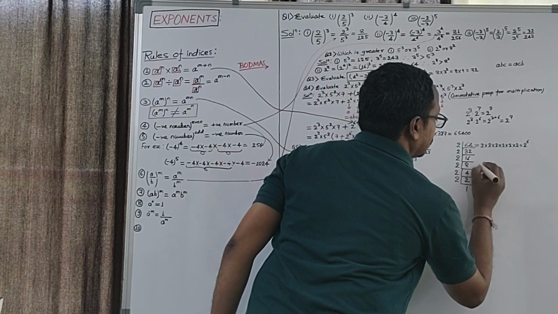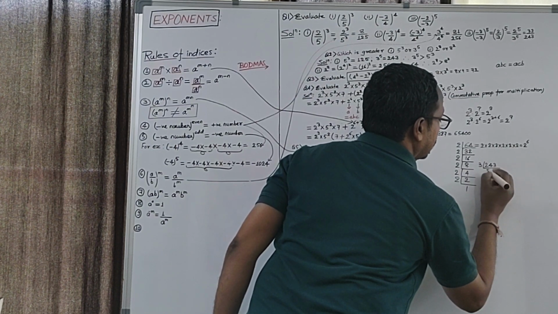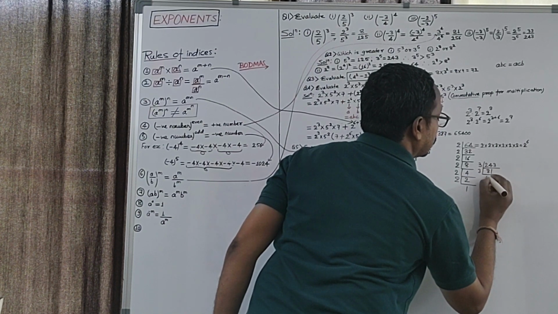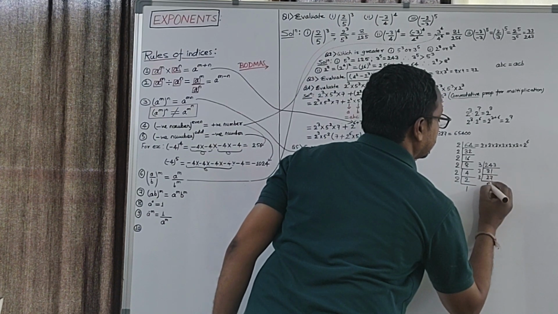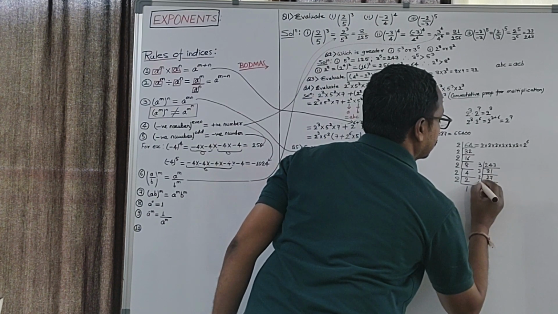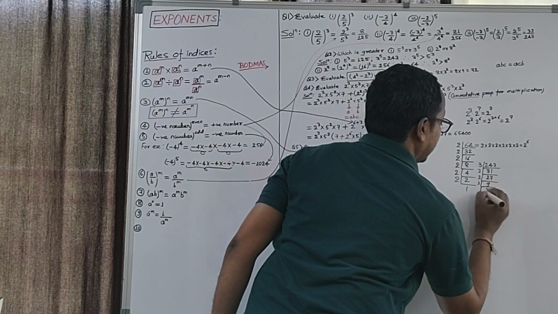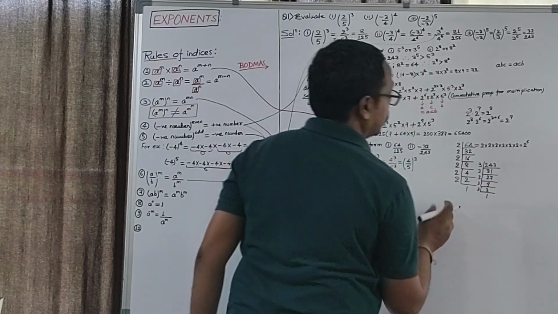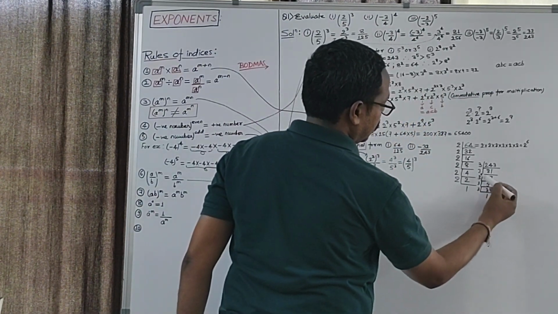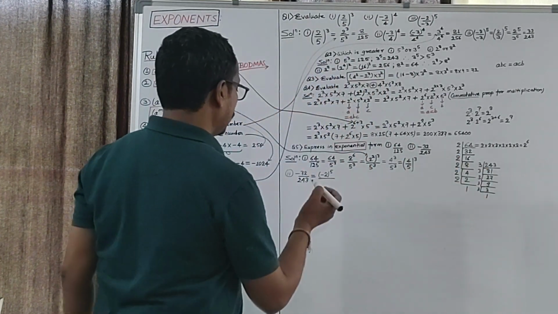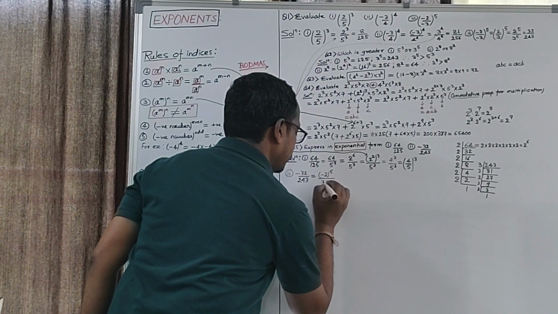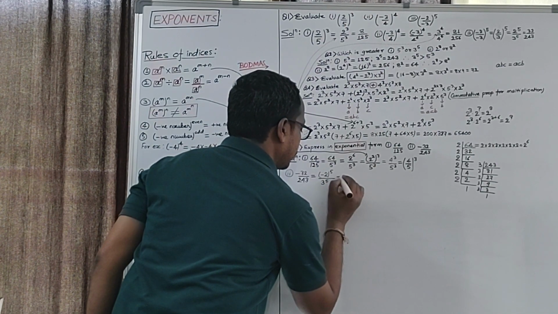243, if we divide by 3, we get 81. Now, divide by 3 again, 27. Divide by 3 again, we get 9. Divide by 3 again, we get 3. Divide by 3 again, we get 1. So how many 3's are there? 3 into 3 into 3 into 3 into 3. That means 3 raised to the power 5. So 243 you can write as 3 raised to the power 5.